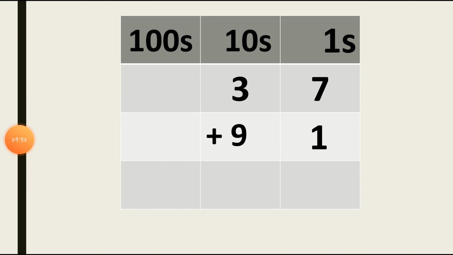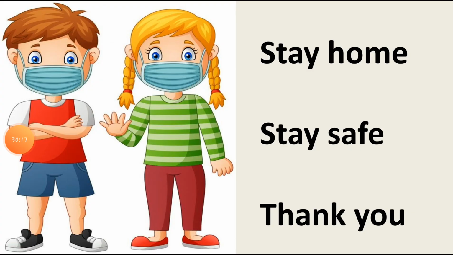One more sum, which is the ones column. 7 plus 1 is equal to 8. So we can write down the number 8 under the ones column. Then let's move to the tens column, which is 3 plus 9. So 3 plus 9 is equal to 12. So we can write down number 2 under the tens column, and one number will go to the hundreds column. So this way we can write down the answer, students.